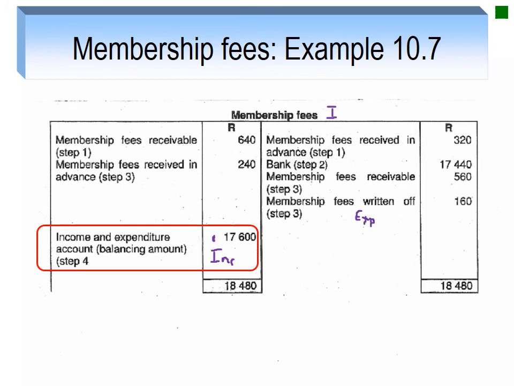The membership fees receivable is going to end up being an asset, because remember we're crediting this account but debiting the membership fees receivable account. This is money owing to us. Membership fees received in advance is going to be a liability. We debit the membership fees account because we received money this year that only relates to next year. So we credit the membership fees received in advance account with that, which is a liability.